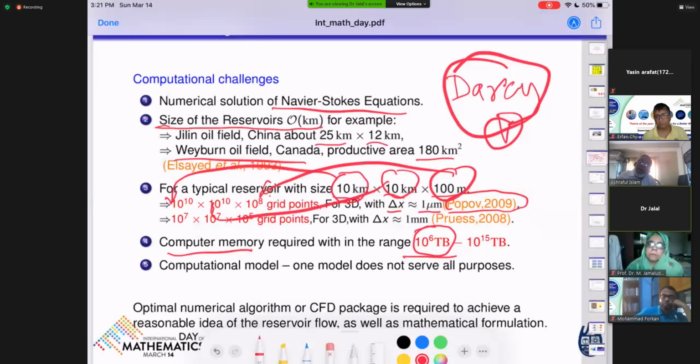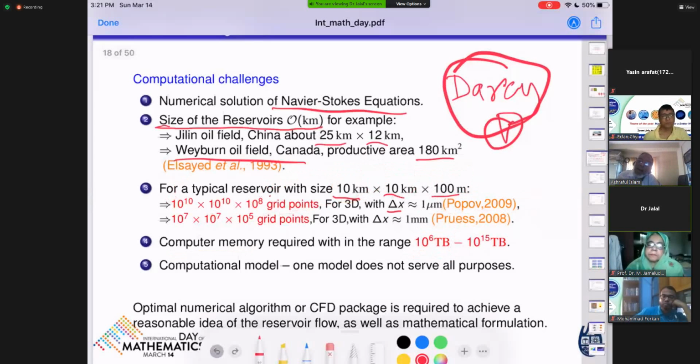Now, if I go a little higher, then I may consider this grid point.